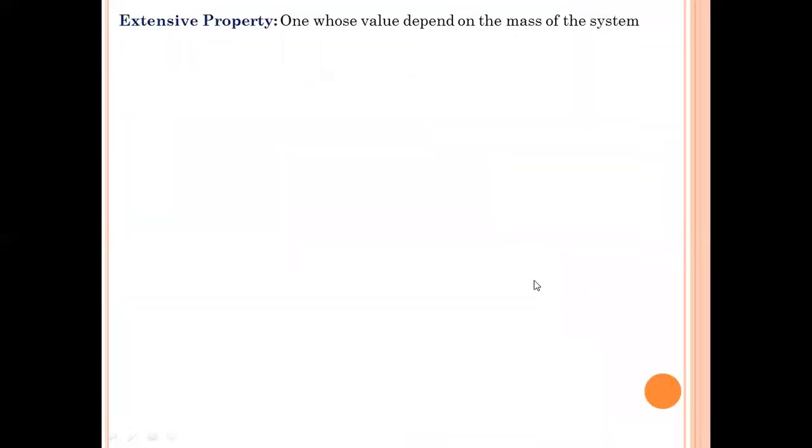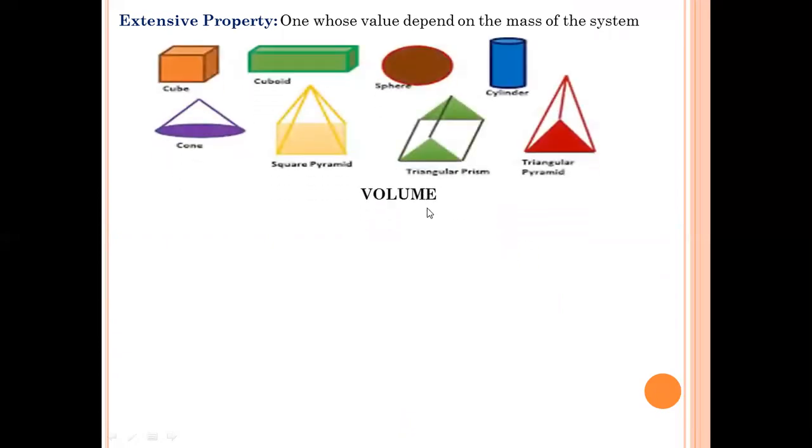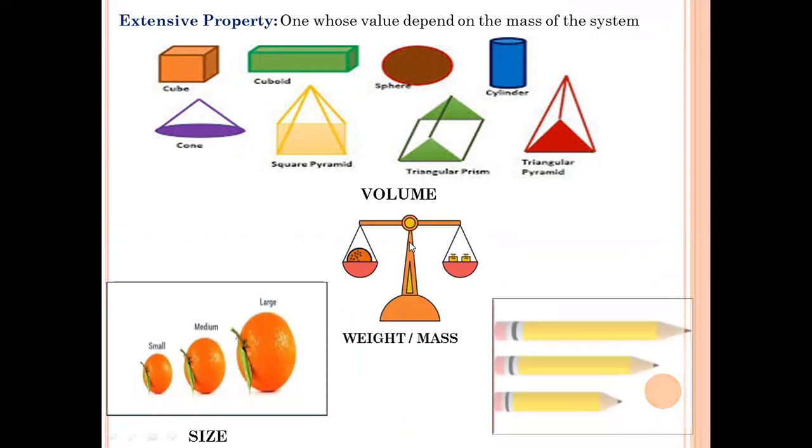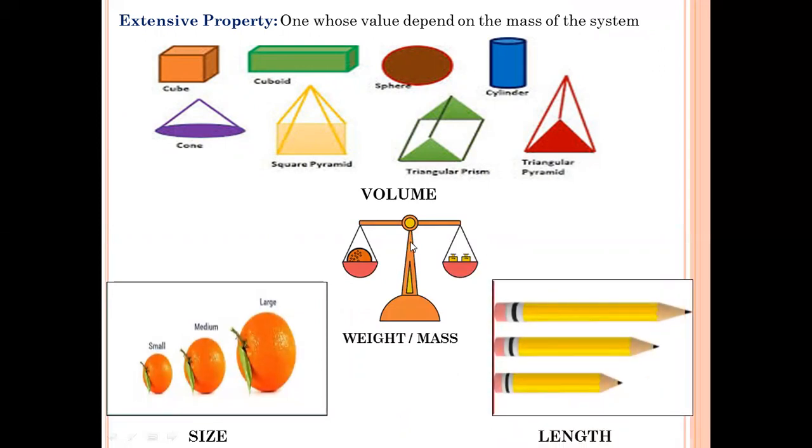Second, extensive property. Extensive properties are those whose value depends upon the mass of the system. Those properties are called extensive properties. A few examples are volume, weight, size, and length of the substance. These are a few examples of extensive property.